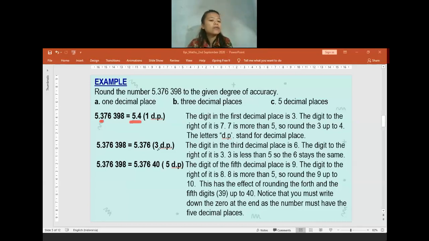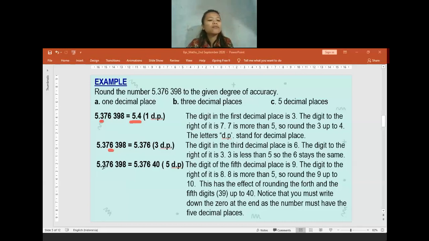For the second example, we round off to the nearest 3 decimal places. So we need to find the third decimal digit. It is 6. After 6, it is 3. 3 is less than 5, so the 6 stays as it is. That's why the answer is 5.376.